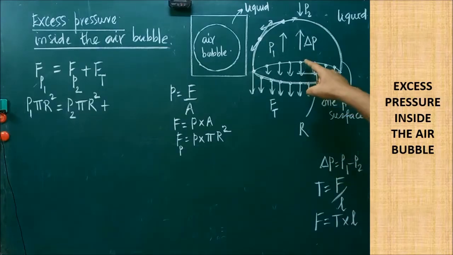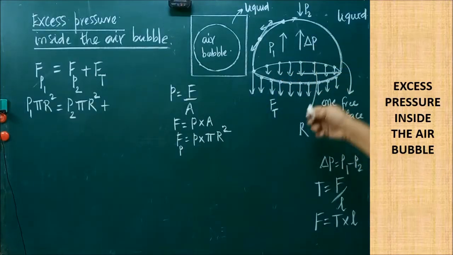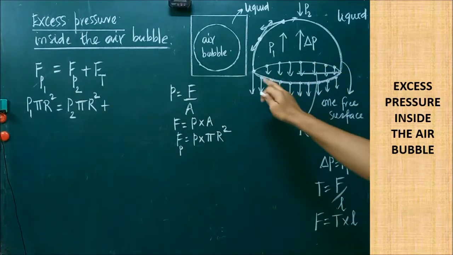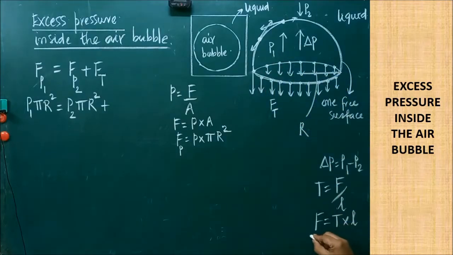Here, length means the length of the rim on which the molecules are present. Each one of them is pulled towards the downward direction due to surface tension. So the total length of the rim, the total length of the circumference, is to be taken. Therefore, F is equal to T, surface tension, into length, which is nothing but the circumference. What is the circumference of the circle? 2 pi r we can write. What is the formula? 2 pi r instead of L can be written.